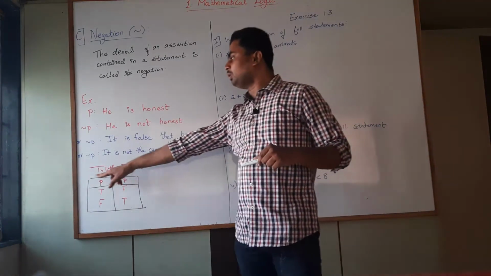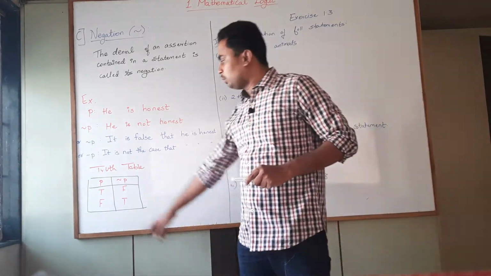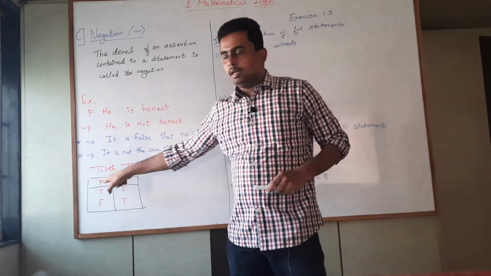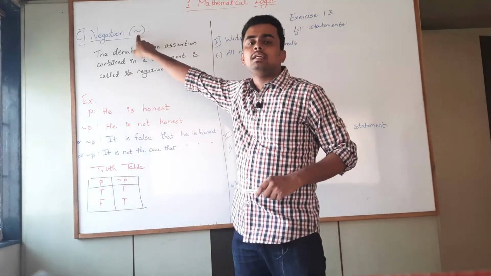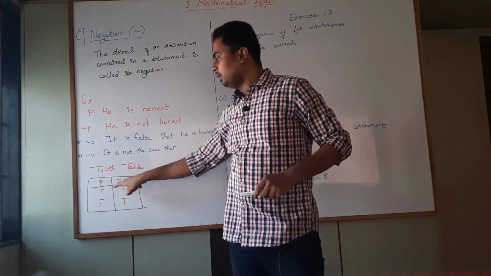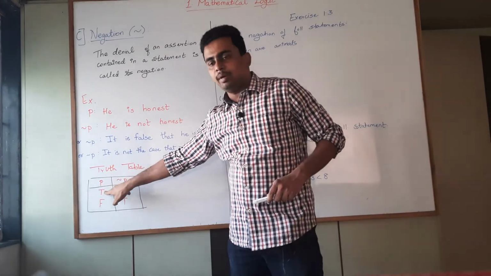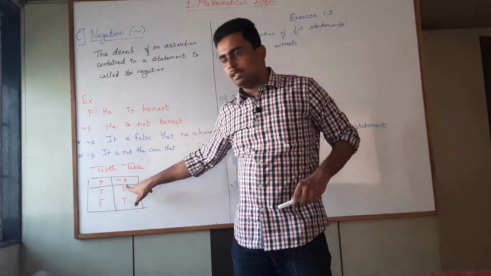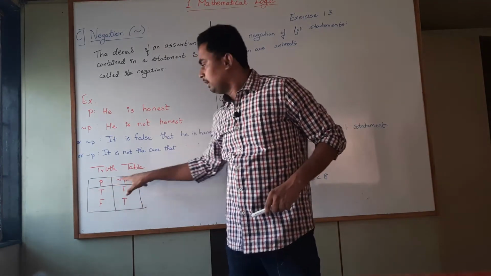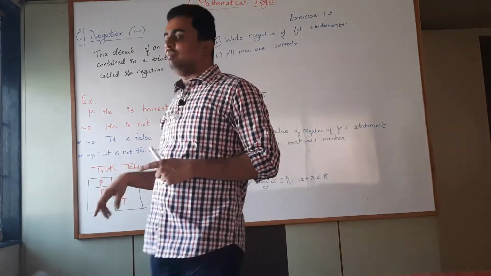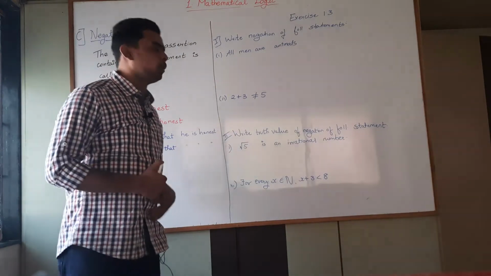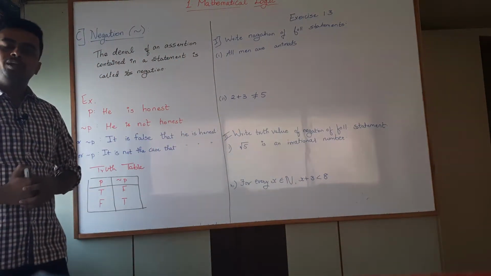So let us see the truth table based on that. If P is my statement, then this symbol justifies negation, negation of P. If P is a true statement, then negation of P will be false. And if P is a false statement, then negation of P will be true. Exactly opposite. True will give me false, false will give me true. This is what we need to know in negation.